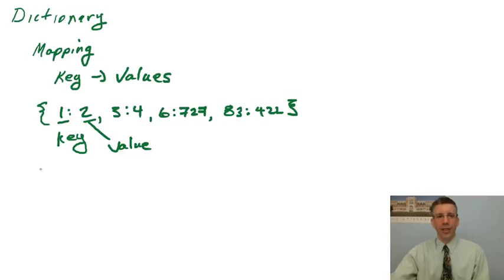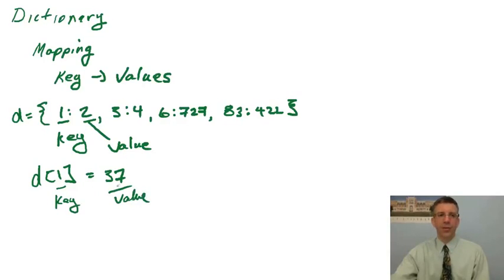And a dictionary, so let's say that I said this was D, right? The way you access it, it looks very similar to lists. So D[1] = 37. We'll set the value of the key 1. Again, this is the key. This is the value. The value of the key 1 will become 37. And this looks very much like indices and lists.